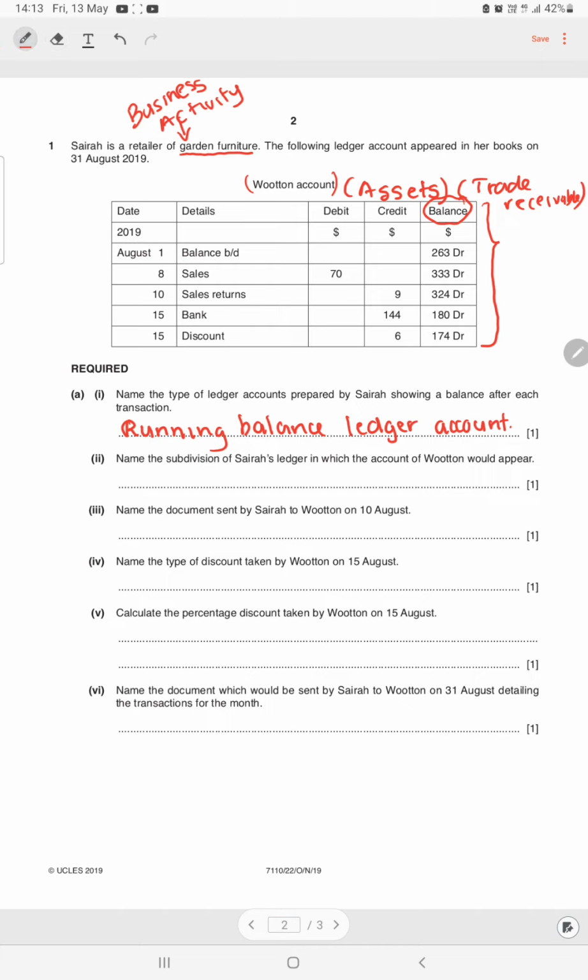Question Roman numeral 1. Let's see. Roman numeral 2. Name the subdivision of sales ledger in which the account of Bhutan would appear. So when they talk about subdivision, what they're talking about is the 3 ledgers: sales ledger, purchase ledger, and the general ledger.